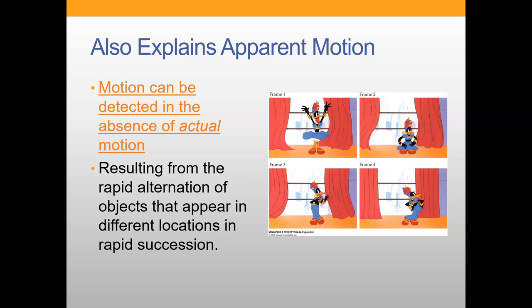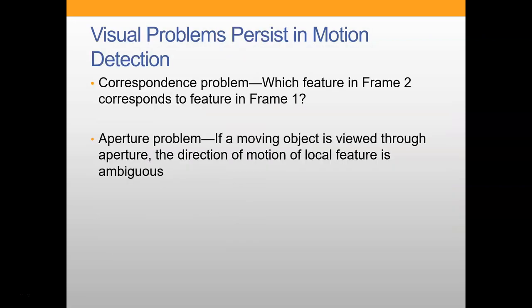And because there is a little bit of that time delay in that rapid succession, we get the perception of motion, even though no motion is actually present. Now, one of the things that we will find is that a lot of the visual problems that we talked about before also will persist in motion detection.